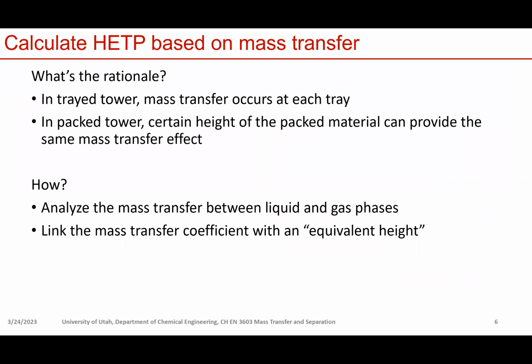Then the next thing is we can also get HETP based on mass transfer analysis. Now, what's the rationale? How do we do that? So here the idea is, in the tray tower, we just assume equilibrium at each stage, right? In a packed tower, there will be a certain height of the packed material to achieve the same mass transfer effect, right? In order to find out the thickness of the packed material, we just need to analyze the mass transfer between the liquid absorbent and the gas phase in a packed tower. And that way, if we can link the mass transfer coefficient with an equivalent height, we can find HETP.